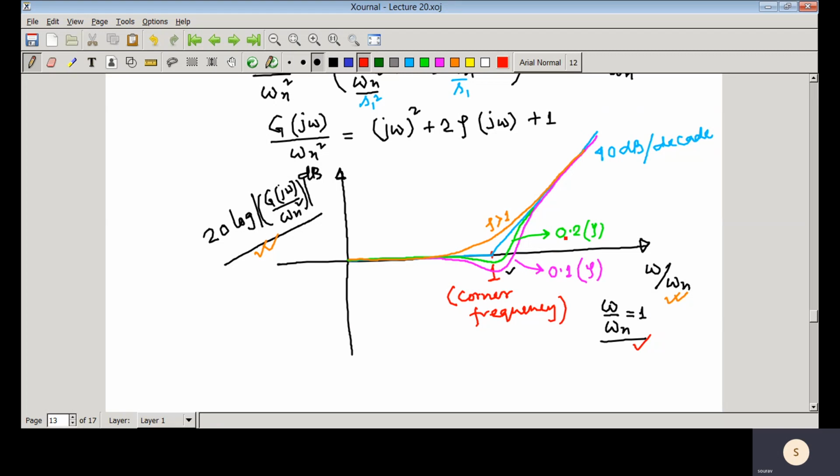Now what would be that asymptotic Bode plot? Whenever zeta is greater than 1, the asymptotic Bode plot would be like this, and when zeta is less than 1, whenever it is very small, then the asymptotic Bode plot is like that, and for different values of zeta it would be looking like this.